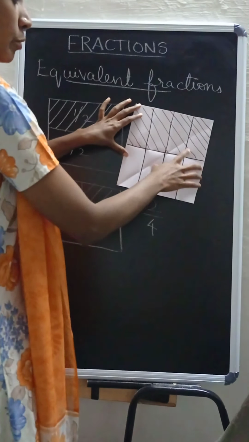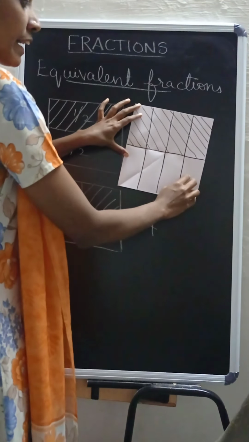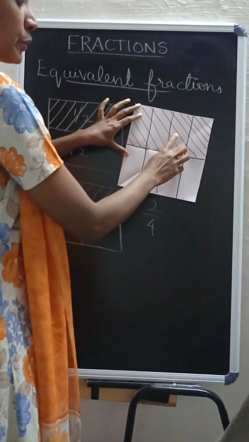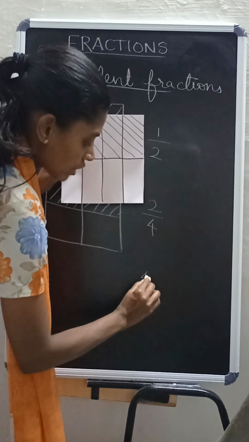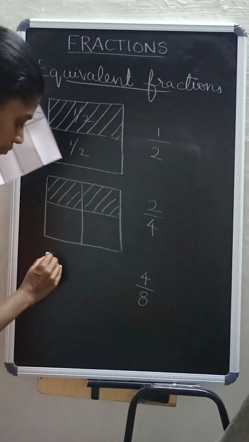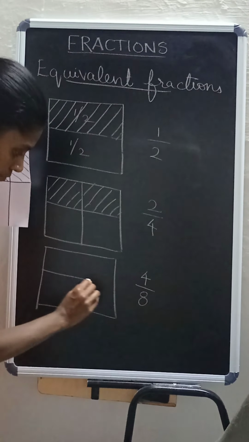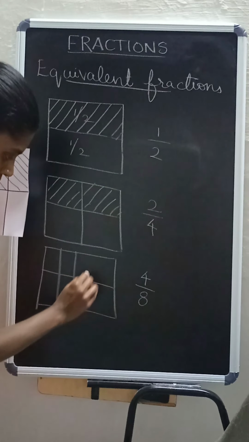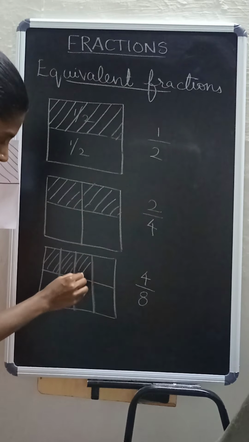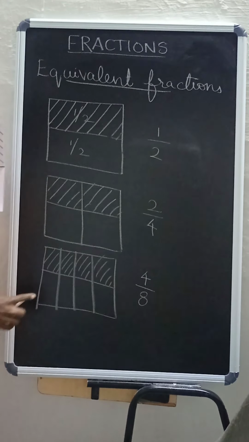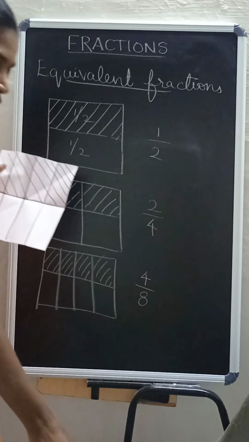See now this is split into how many parts? 1, 2, 3, 4, 5, 6, 7, 8. 8 parts, and how many parts are shaded? 1, 2, 3, 4 is shaded. So I can write it as 4 out of 8. One, 2, 3, 4. So out of 8 equal parts, 4 parts are shaded. So I have got 4/8.